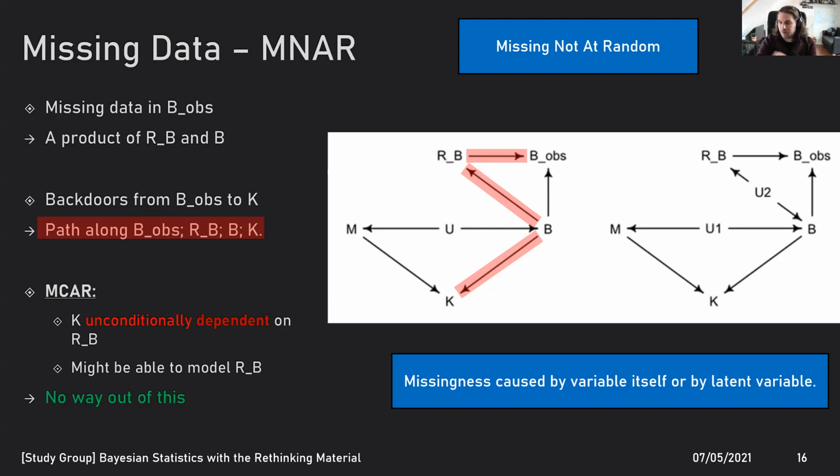In this case, and I'm not going to walk through the latent example of the right-hand side, I hope it should be clear how that should always also be a backdoor path, because there's a fork in there with some unmeasured variable U2. With MNAR in this example, K is unconditionally dependent on RB, and there might be a way out of this. Right now there isn't, because we don't know the process that leads to data being missing dependent on B true. But if we knew how that process came to be from B, then we might be able to model RB and thus close the backdoor path if we could condition on RB. Unfortunately, in this case, we just can't.